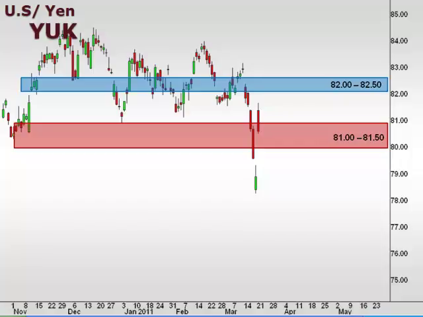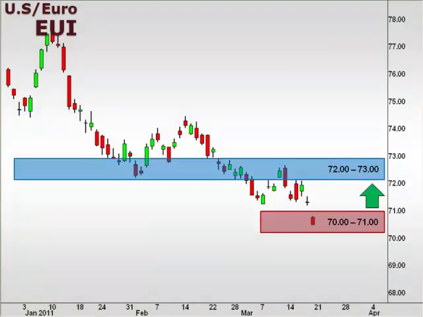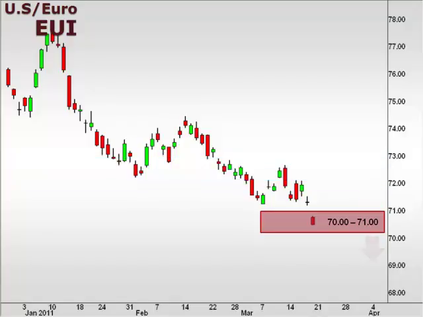We will look for this level to hold as support, and consolidation between 81 and 82 is anticipated this week. Next up, the EUI, the U.S. versus the euro. The EUI continues to trend lower, closing the week down at that 70-71 box, as we expected from last week's outlook. We may see a bounce here. However, until we see a break above that 72-73 focal zone, the trend remains down.